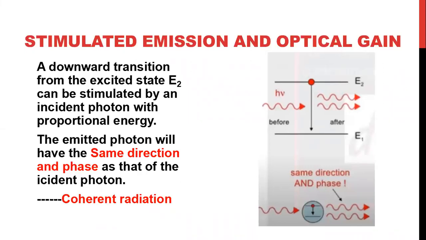Unlike spontaneous emission, which emits incoherent light, which we call isotropic radiation, here in stimulated emission, the emitted photon will have the same direction and phase as that of the incident photon, which we call coherent radiation.